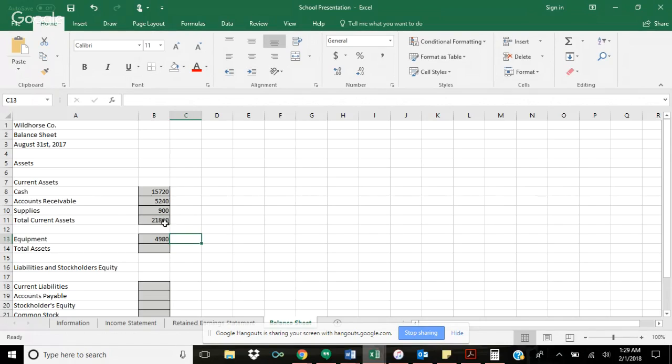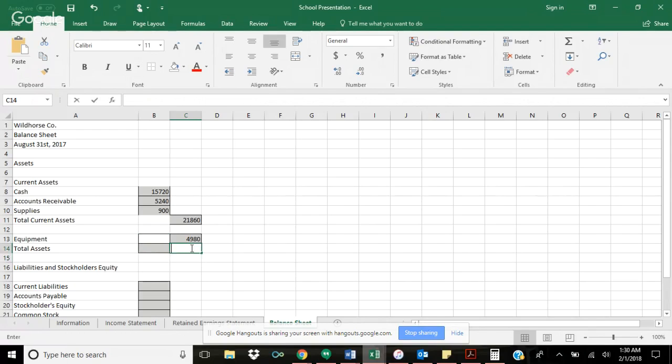As I said, this actually can go here. This will make it a little easier because this is actually how it's written inside of the sheet. As a result, this current assets here is going to be the 21,860. The equipment here is 4,980. So the total assets are going to be this 21,860 plus this 4,980. It's just going to be easier for you guys to see this way.